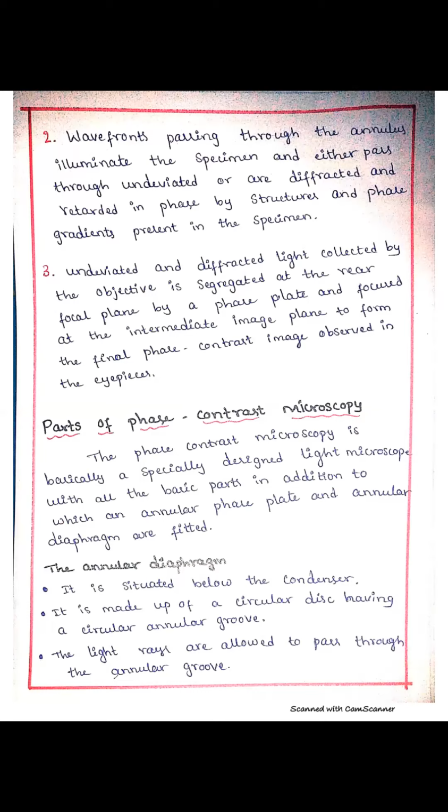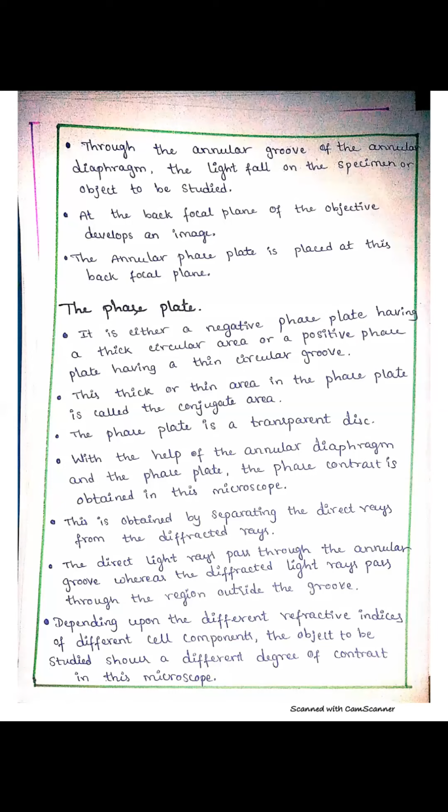Parts of phase contrast microscopy. The phase contrast microscope is basically a specially designed light microscope with all the basic parts, in addition to which an annular phase plate and annular diaphragm are fitted. The annular diaphragm is situated below the condenser, made up of a circular disc having a circular annular groove. The light rays are allowed to pass through the annular groove, and through it the light falls on the specimen or object to be studied.